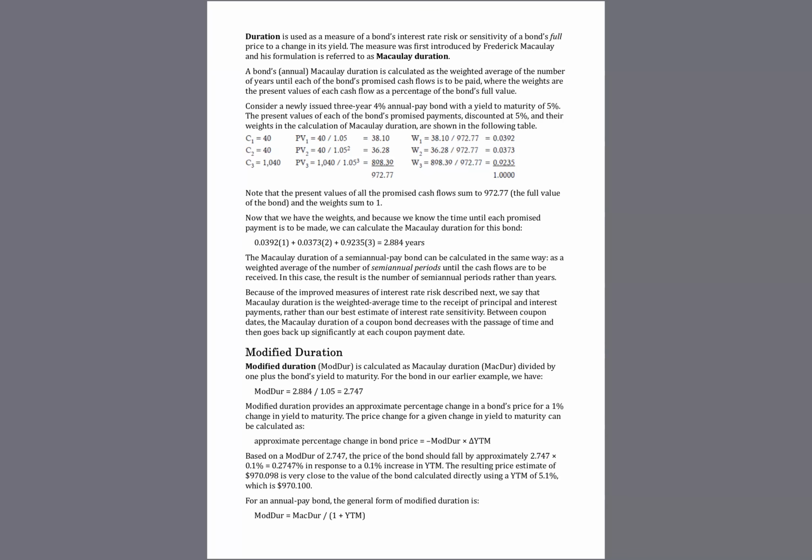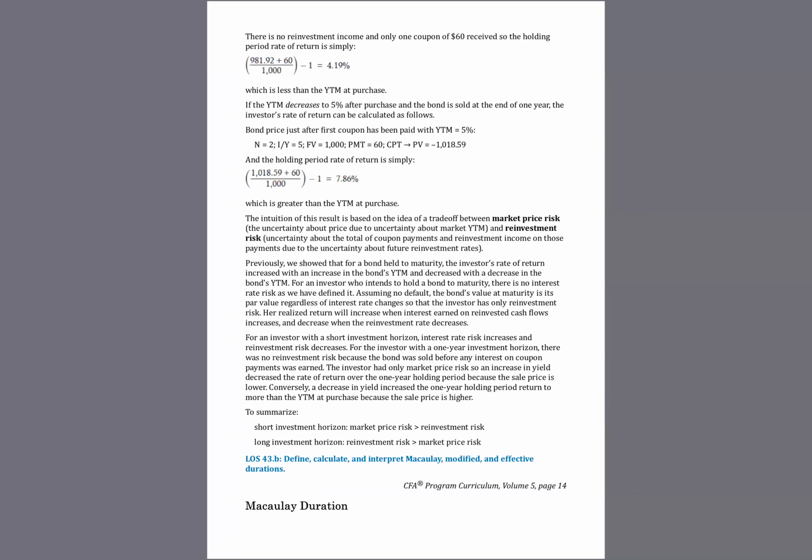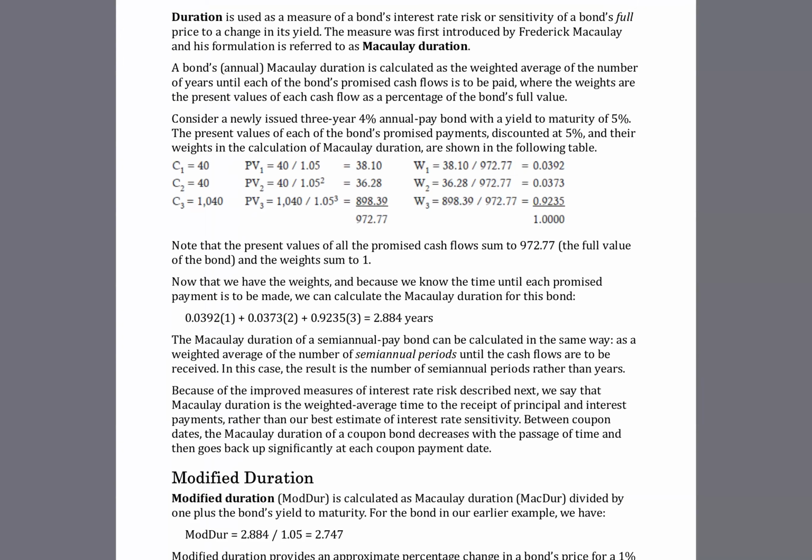Yes, Sylvester, we can look at this briefly. Let's look at the example here. It says consider a newly issued 3-year 4% annual pay bond with a yield to maturity of 5%. We want to calculate the Macaulay duration of this particular bond. So pay attention to the question. It's a 3-year bond with a coupon of 4% payable annually, and the yield to maturity is 5%. This is how we calculate Macaulay duration. So take note.